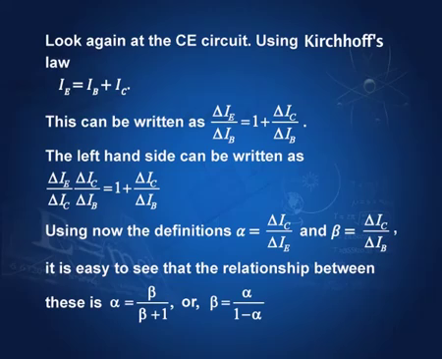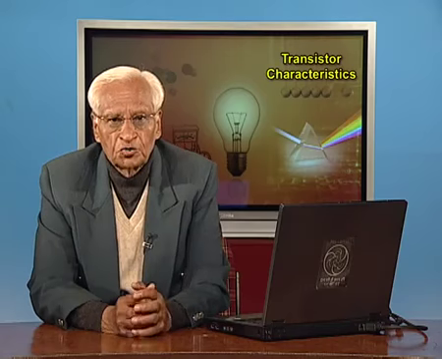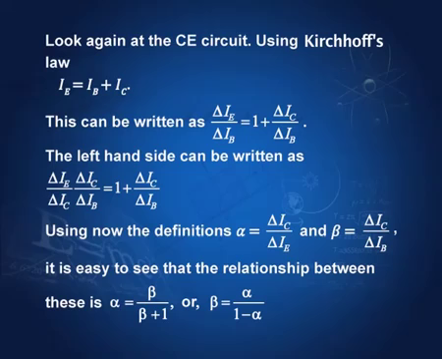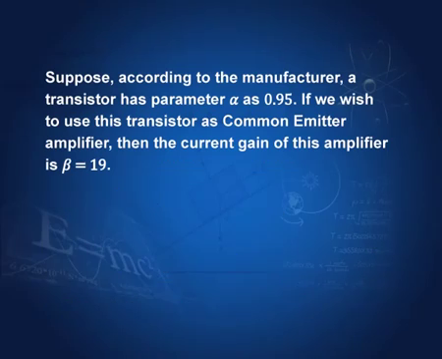Using now the definition of alpha, alpha is delta IC by delta IE. So, it is 1 by alpha here, and delta IC by delta IB is beta, and then 1 plus, once again, delta IC by delta IB, beta. So, you can play around with alpha and beta, and you will get the relation alpha is equal to beta by beta plus 1, or beta is equal to alpha by 1 minus alpha. Whichever relation you want to use, you will get from this equation. Suppose according to the manufacturer, a transistor has parameter alpha equal to 0.95. So, this is 0.95 by 0.05, so beta is 19. So, the current gain is 19.